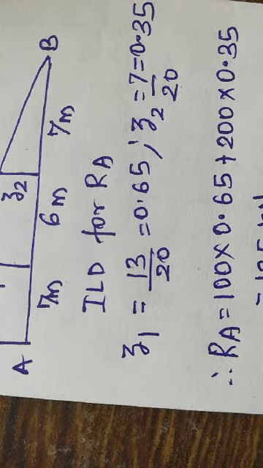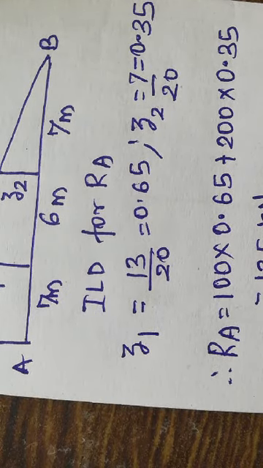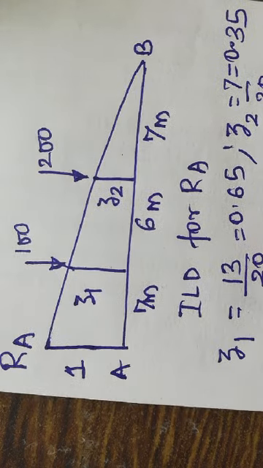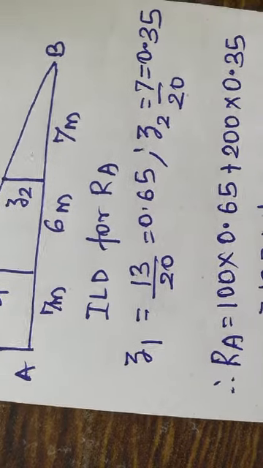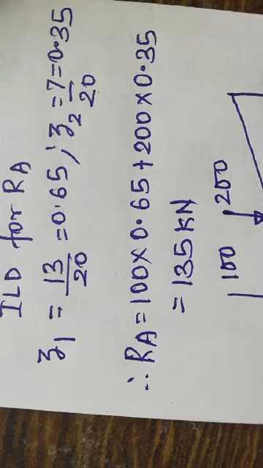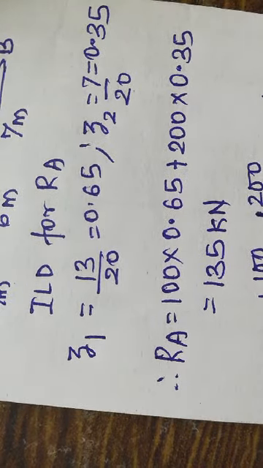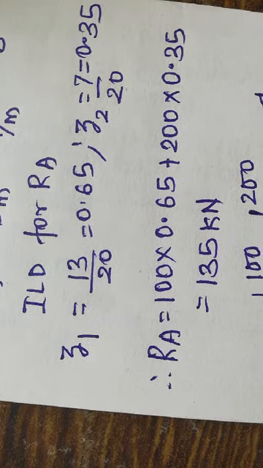Similarly, the reaction RA can be calculated as load multiplied by the ordinate values, 100 multiplied by Z1 and 200 multiplied by Z2. When we substitute the values, we will be getting the reaction RA as 135 kilonewton.